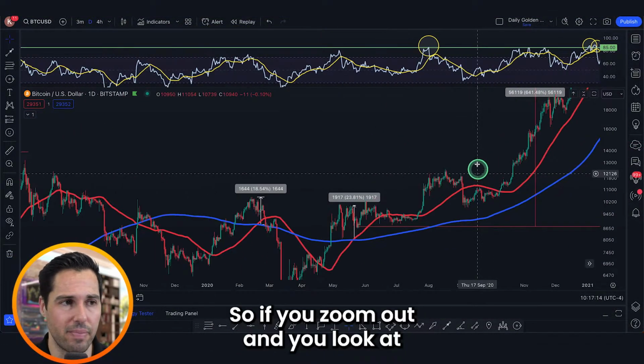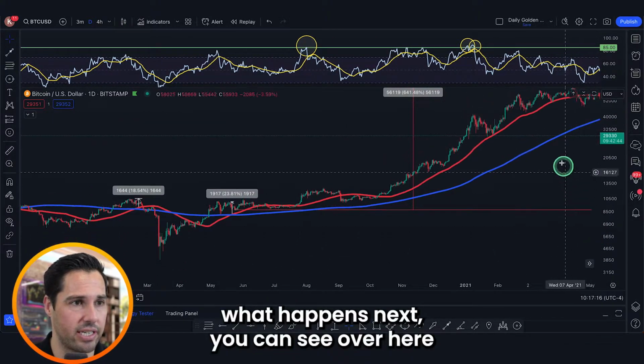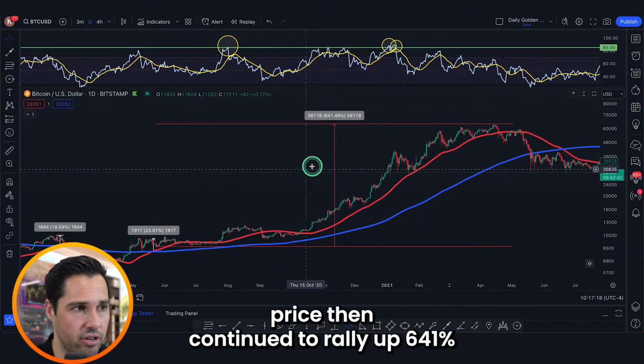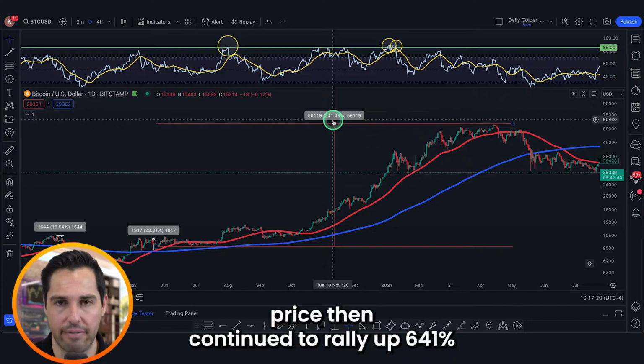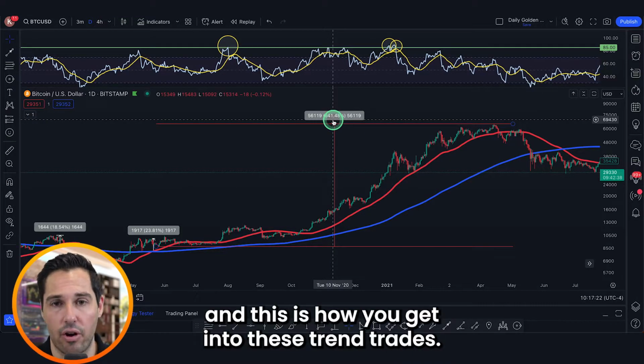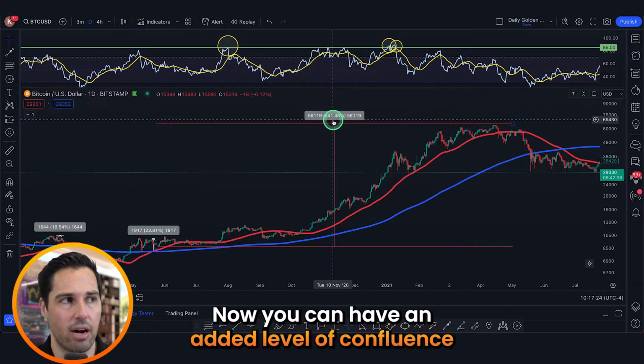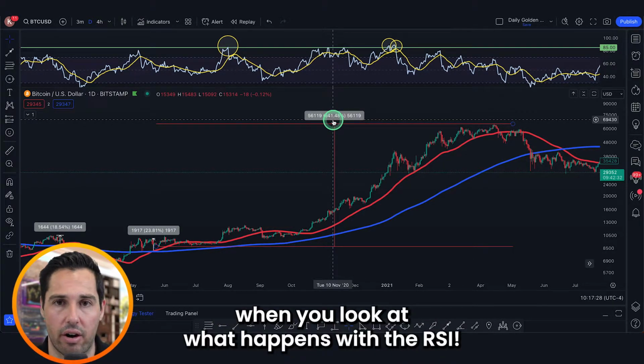So if you zoom out and you look at what happens next, you can see over here, price then continued to rally up 641%. And this is how you get into these trend trades. Now you can have an added level of confidence when you look at what happens with the RSI.